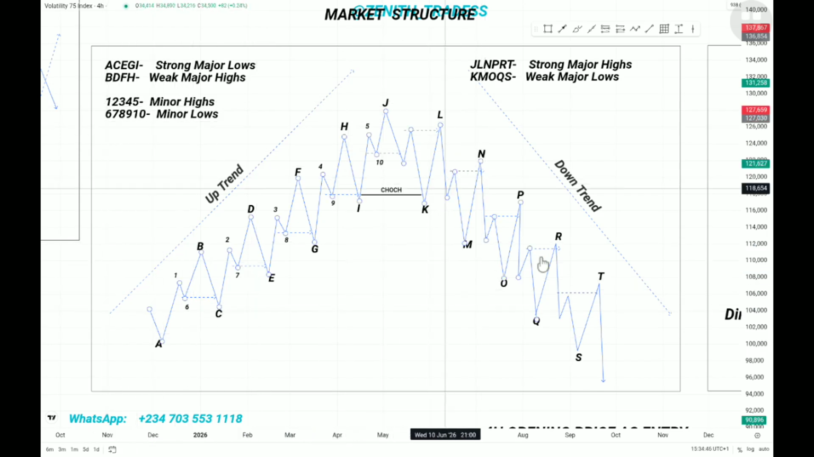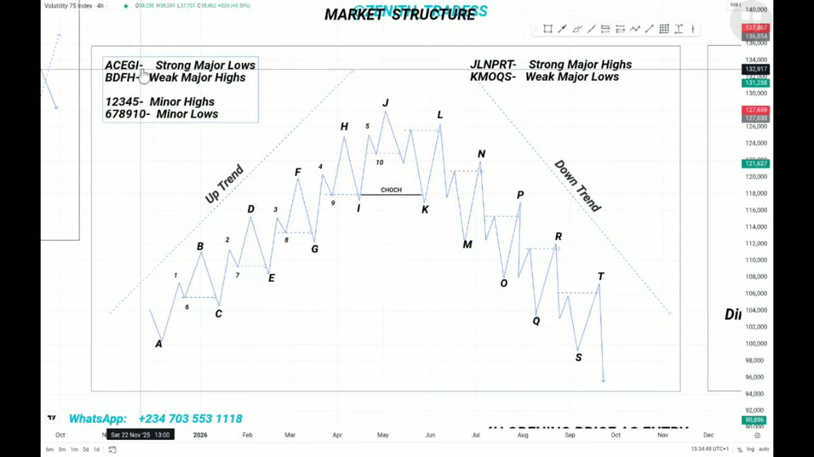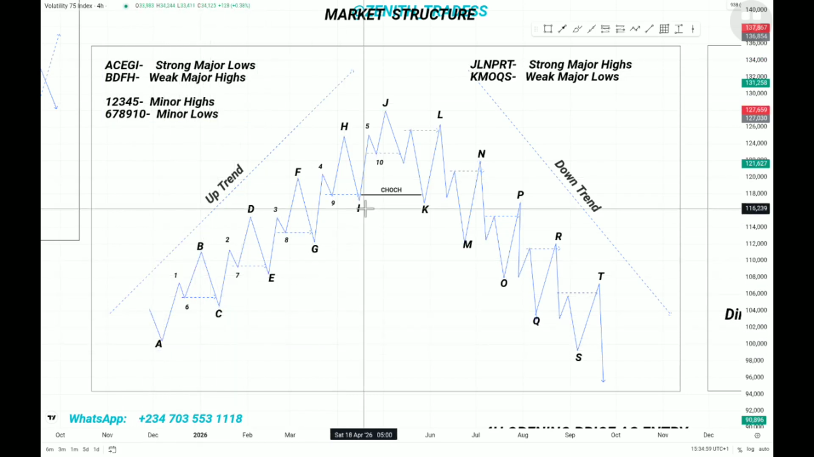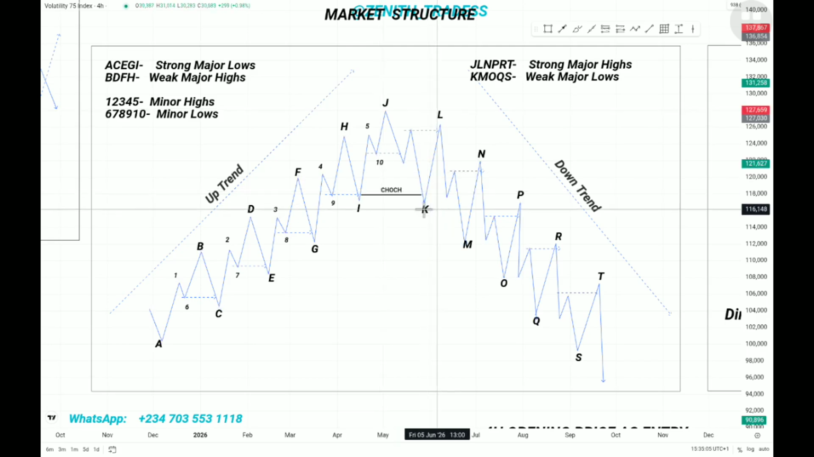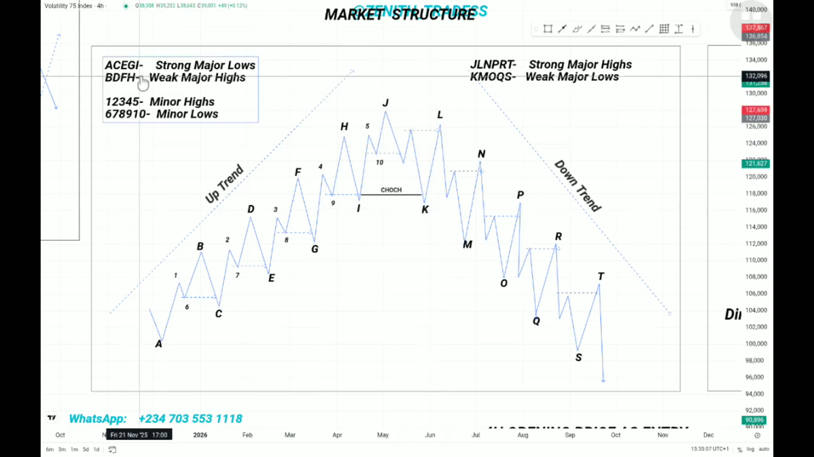So all in all, we discussed here A, C, E, G. The components there are all strong major lows: A, C, E, G. Even I too is a strong major low before it became invalidated, but it's still a strong low because it broke structure before it later became invalidated. B, D, F, G, H.